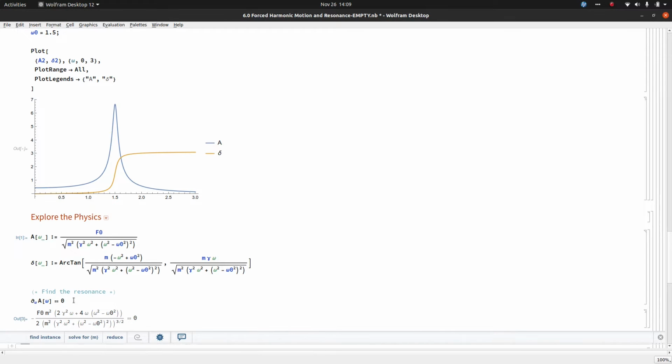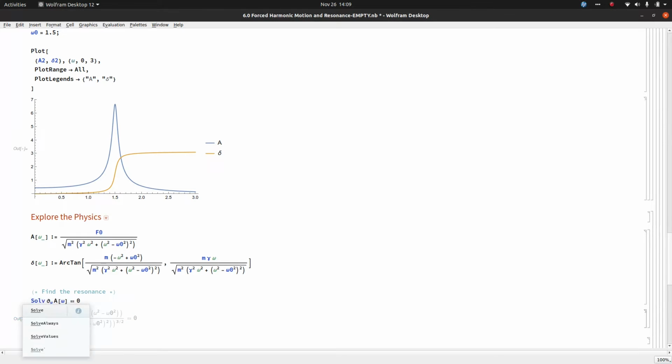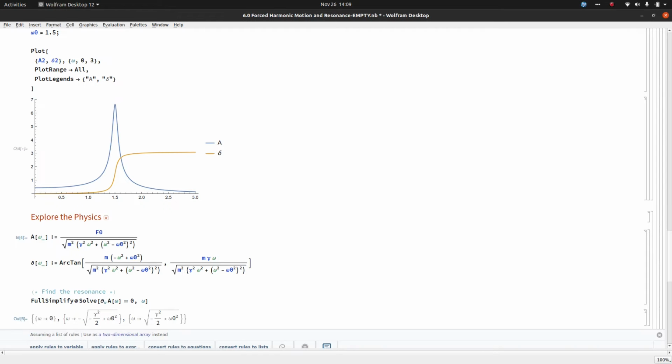I do want to actually solve this, though. So I'm going to say that we want to solve this for omega. And I don't want to waste any time with any nasty algebra, so I'm just going to tell Mathematica that as soon as you're done with this, I want you to go ahead and do a full simplify on that. And when I do, you can see I get several different solutions here.